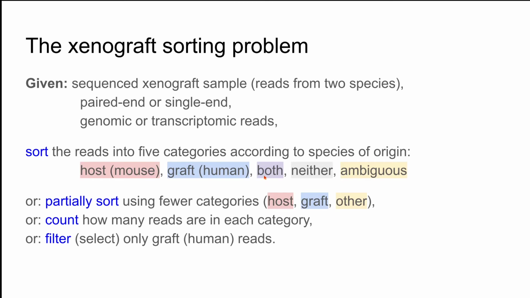So if the sequence is identical, we cannot really tell. Could also originate from neither species, so this could be technical artifacts or contamination. The 5th category is actually ambiguous reads, where we get mixed signals and cannot really make a good decision. And there are several variations of this sorting problem. Sometimes we might only want to count how many reads are in each category.